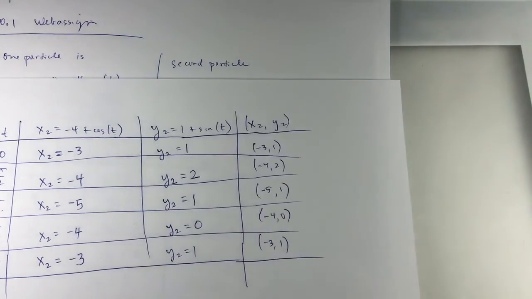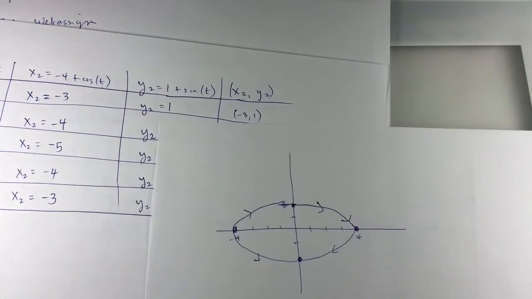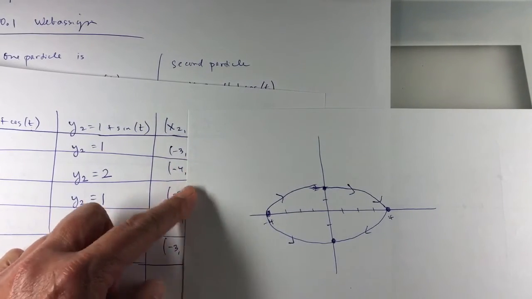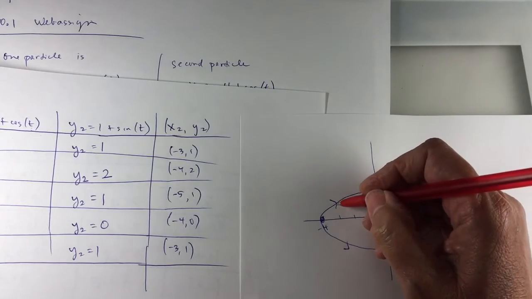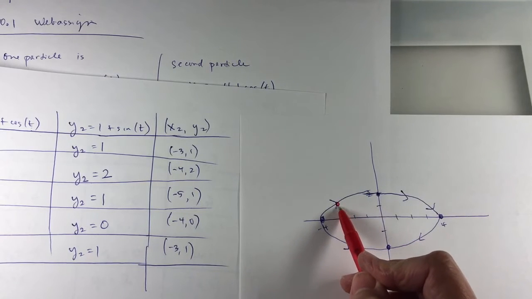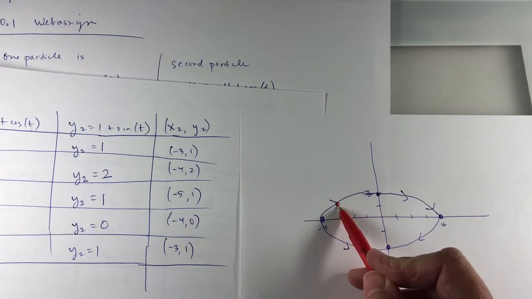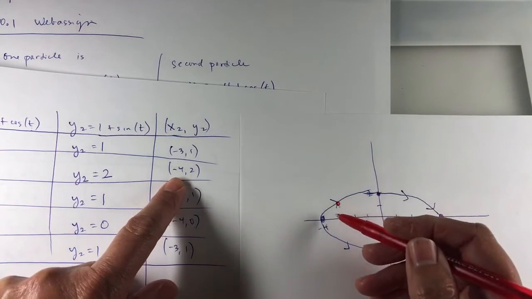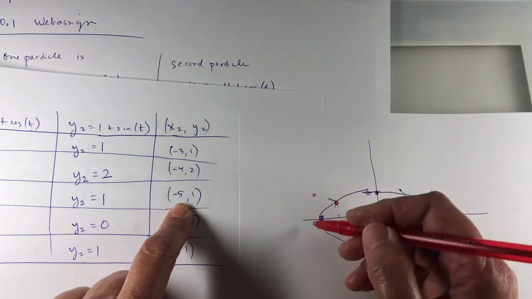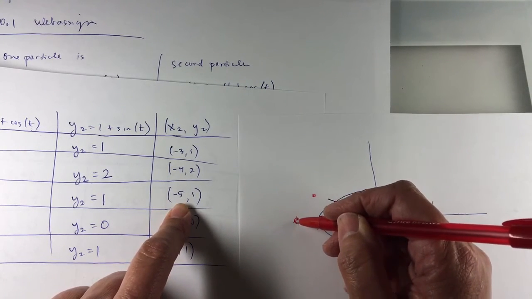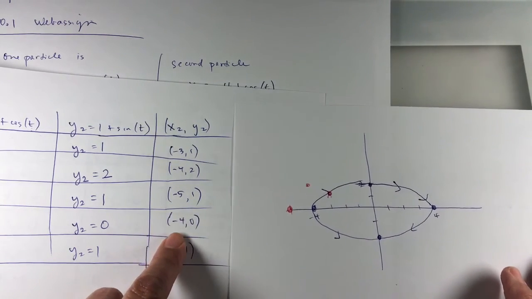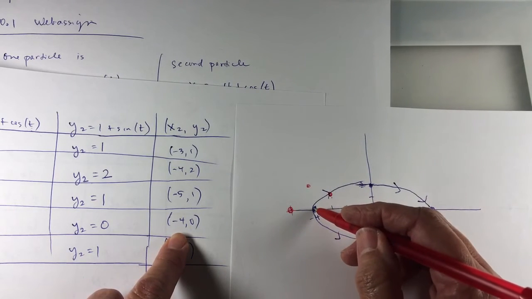Let me plot those points on this graph. I'm going to go in a different color. So negative 3, comma, 1. Now I don't really know if it's coinciding with that graph at this point. Looks like it might. Let's see, negative 4, comma, 2. Negative 5, comma, 1. And negative 4, comma, 0 right here.